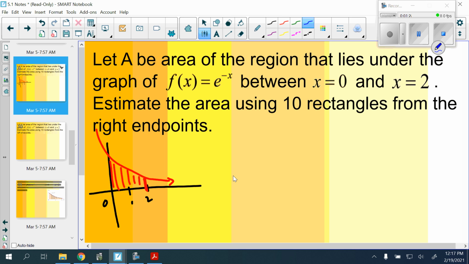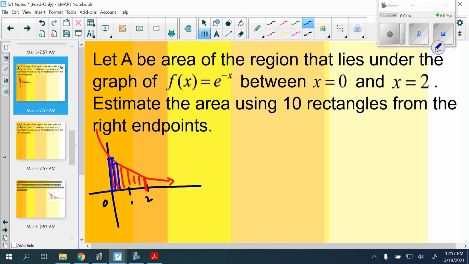If you can imagine, there's going to be 10 rectangles in here, where the height is the right endpoint of each one. So there's one there, and another one here. There is going to be a little bit of extra area that we're not seeing in there. So what we want to figure out is the width and height of all these. Let's start with the width.